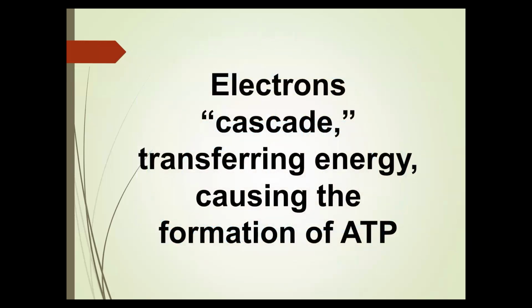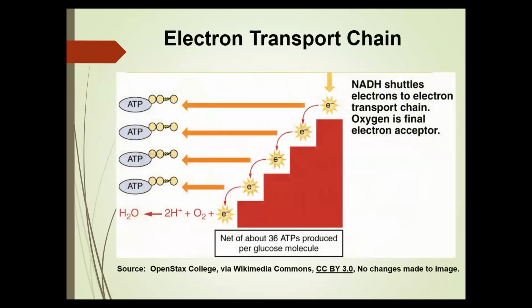We refer to an electron cascade in the ETC because the electrons, as they're being transferred, are losing energy. That energy is causing the formation of ATP. This is a figurative representation of what's happening with the ETC. As the electrons move from complex to complex, there is a loss of energy, represented by the downward steps, which is being used to produce high-energy ATP molecules.